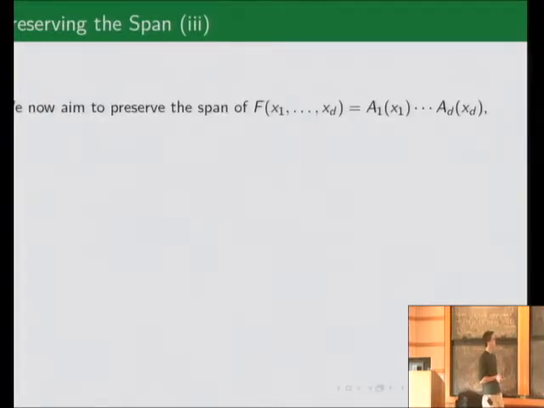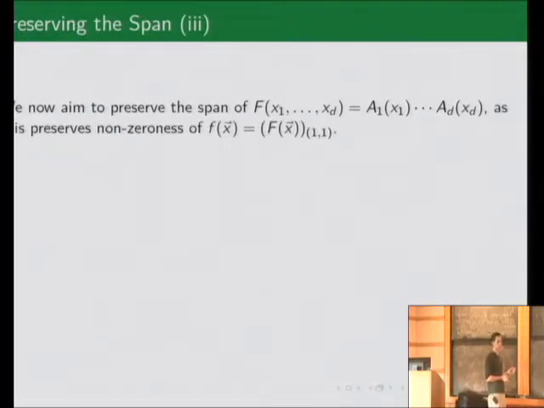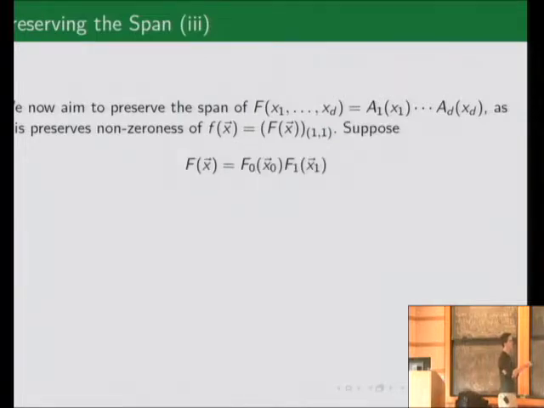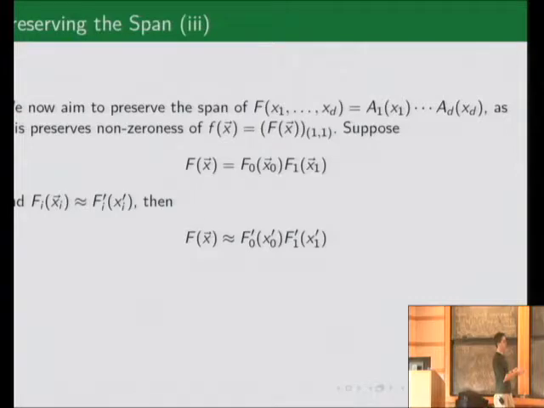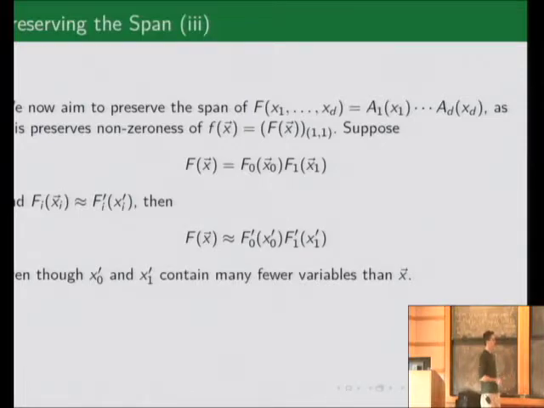Now, more concretely, let's consider capital F, which is just the product of the matrices. We're not taking the 1-1 entry, but if we preserve the span of this, we will preserve the non-zeroness of the 1-1 entry. Suppose we break F into a left-hand side and a right-hand side, each with d over 2 variables. If we can replace each of these d over 2 variables with a new single variable, such that the matrix spans are equal, then by the lemma, the matrix span of F is the same as the matrix span of this bivariate polynomial. So we've reduced d variables to 2 variables, recursively, and this is true even though we've reduced many variables.